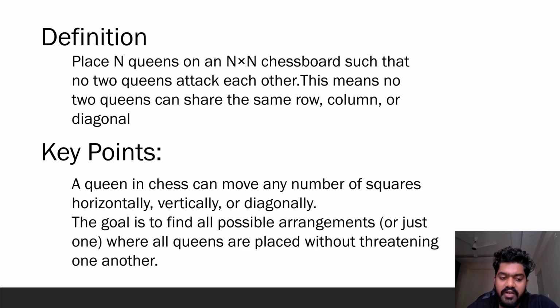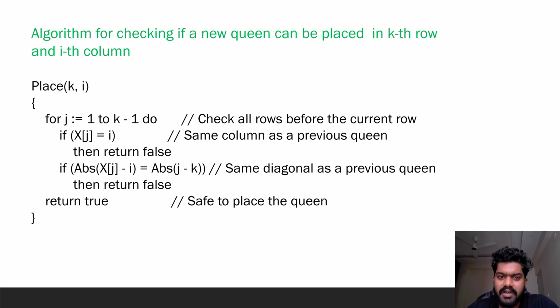See, for this, we have a computer problem-solving algorithm, and I have made it in C. This algorithm is used to place a queen in a kth row and ith column, to check whether we can place it there. See, we'll be doing it by using a for loop to check all the rows.